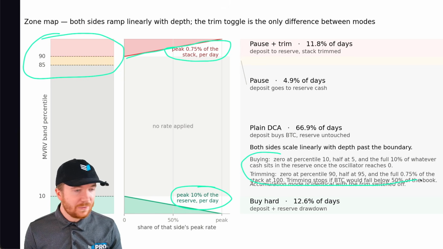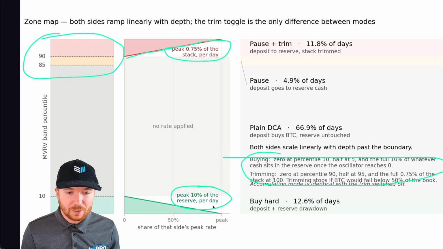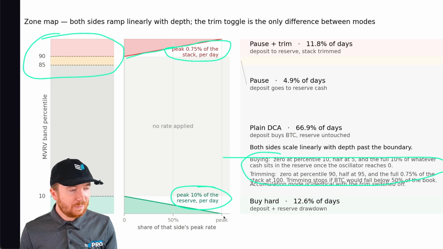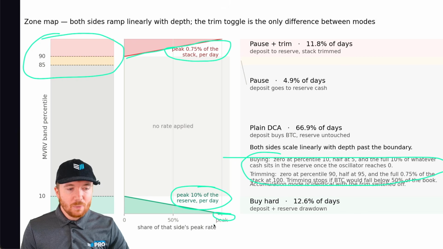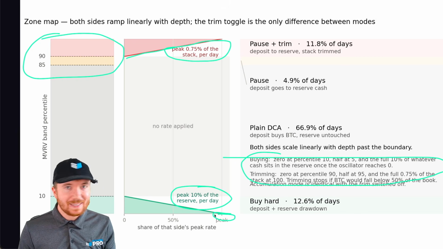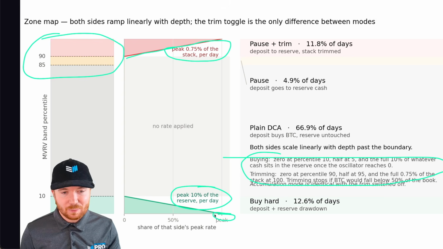All the logic is here if you want to pause it and actually see exactly what we're doing. But at the lowest point of a Bitcoin bear market, when we are at the 0 percentile, you're deploying 10% of your additional cash reserve to buy as much BTC as possible.